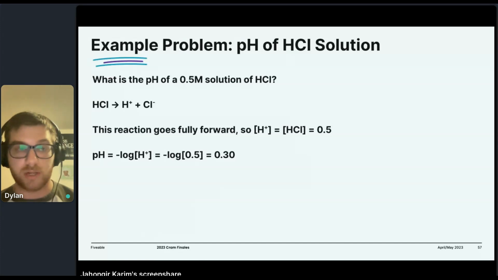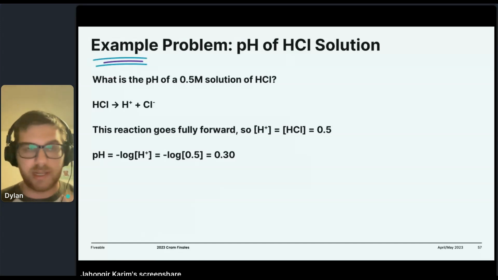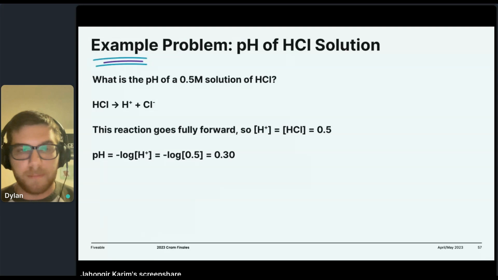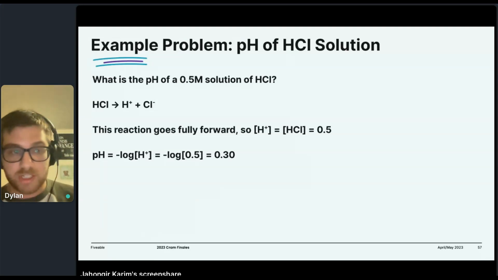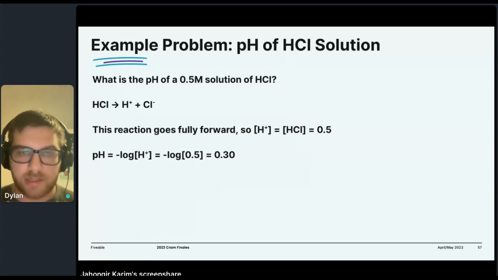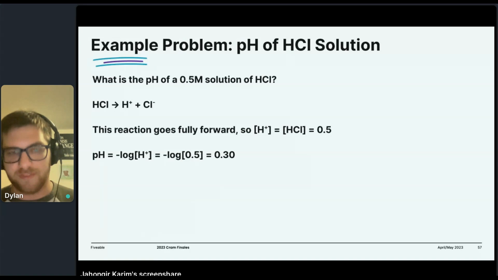Well, we know that hydrochloric acid in water will dissociate into H+ and Cl-. And we could write this as HCl + H2O yields H3O+ and Cl-. This is just kind of simplified. We know this reaction will go fully forward. So every 1 mole of HCl will be transformed into 1 mole of H+, which means our concentration of hydrogen is equal to our initial concentration of HCl, which is 0.5.